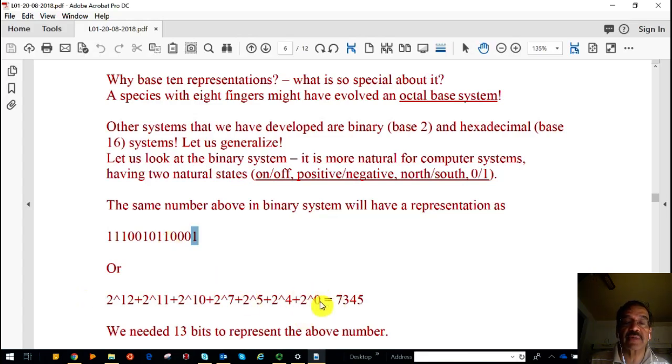So 2 to the 0, plus 1 times 2 to the 4. And then in the fifth position, I have a 1, so it will be 1 times 2 to the 5. And then the sixth one doesn't have anything, the seventh one has, so it is 2 to the 7. And then the next one that is non-zero is the 10th, so it is 2 to the 10, 2 to the 11, 2 to the 12.